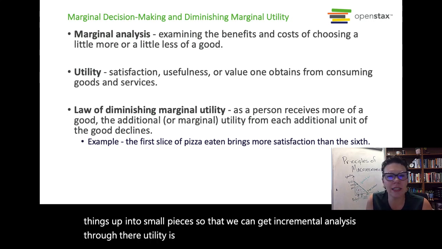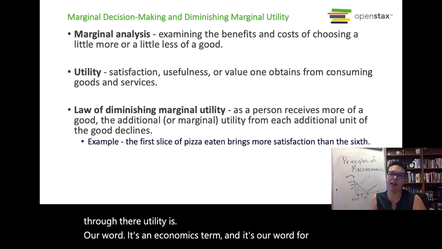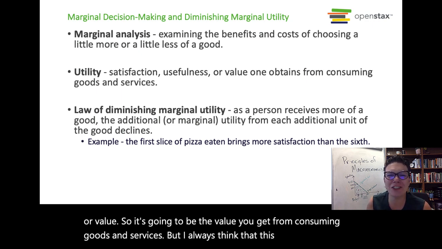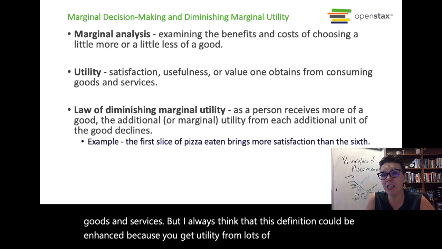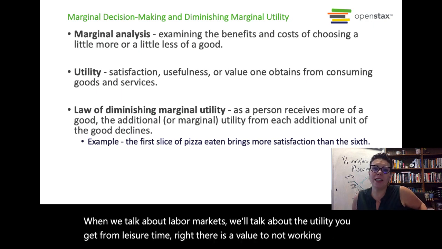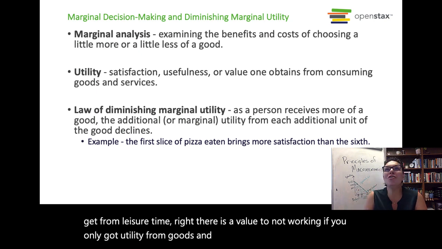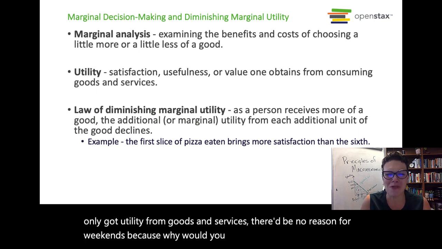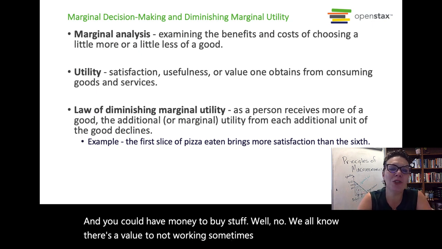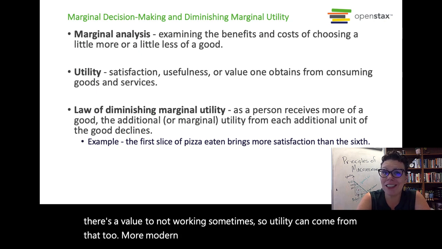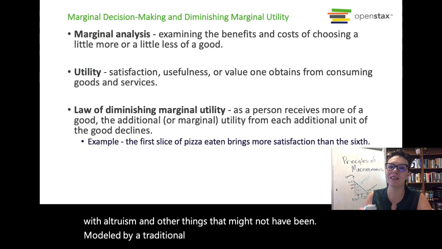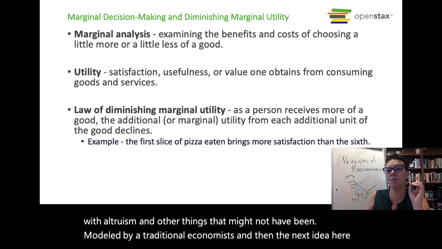Utility is our word. It's an economics term, and it's our word for satisfaction or value. So it's going to be the value you get from consuming goods and services. But I always think that this definition could be enhanced because you get utility from lots of other things too. When we talk about labor markets, we'll talk about the utility you get from leisure time, right? There is a value to not working. If you only got utility from goods and services, there'd be no reason for weekends, because why would you give up money when you could have money to buy stuff? Well, no, we all know there's a value to not working sometimes. So utility can come from that too. More modern economics looks at the utility associated with altruism and other things that might not have been modeled by traditional economists.